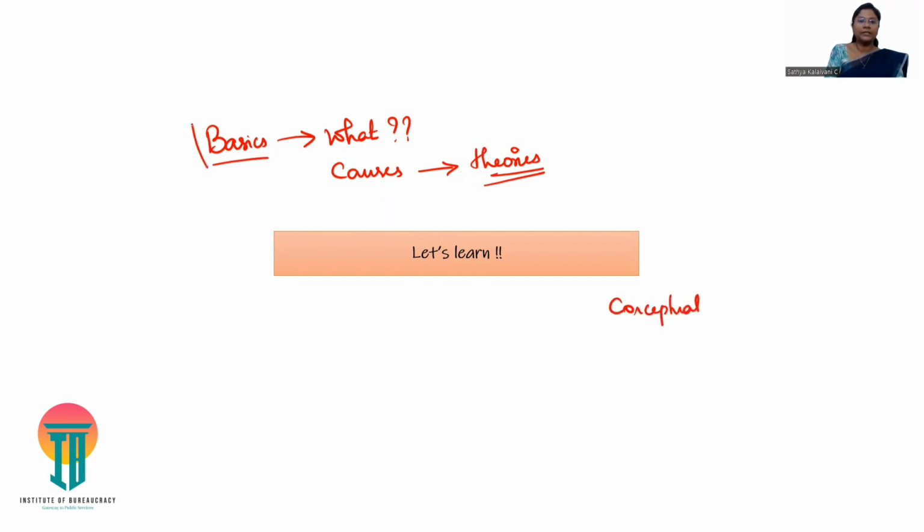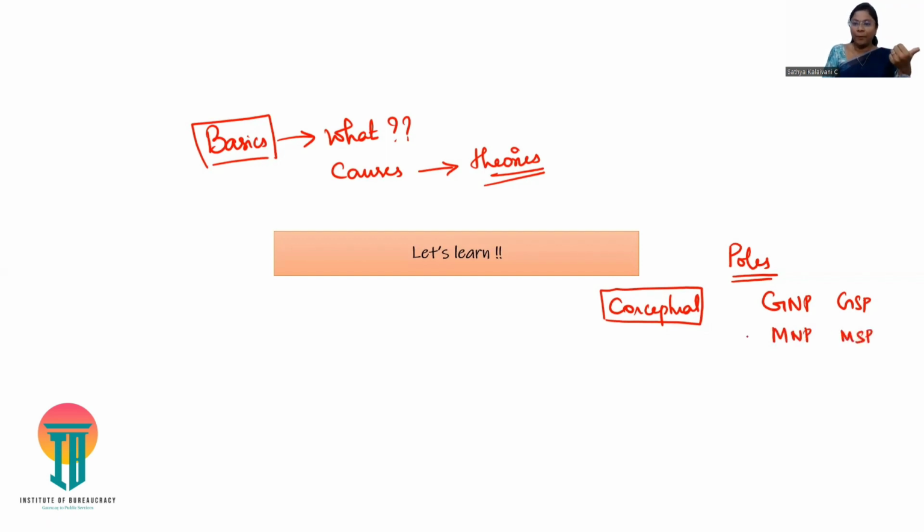These are your basics. Next, your conceptual area, where we will try to understand the different poles on Earth's surface. One thing we are all aware of is that Earth has a geographic North Pole and a geographic South Pole. And some of you might be aware that Earth has a magnetic North Pole and a magnetic South Pole. And there is a third important pole, which is known as the geomagnetic North Pole and geomagnetic South Pole. So what are the differences?